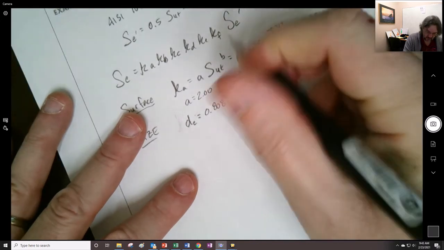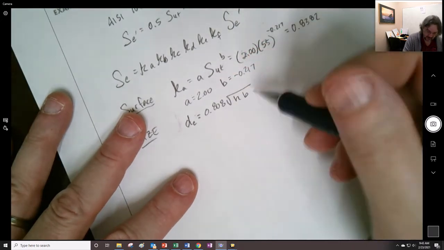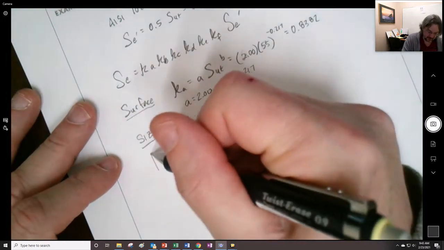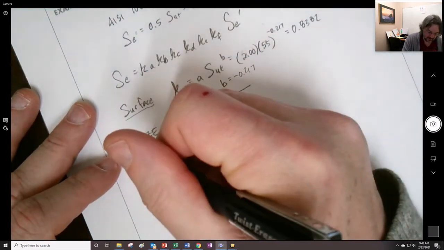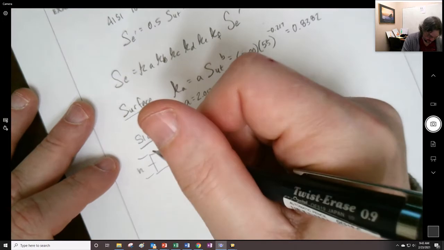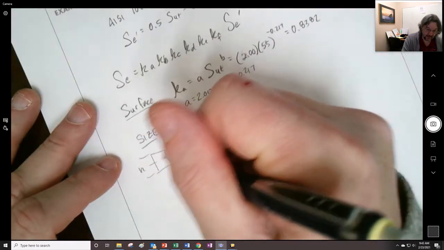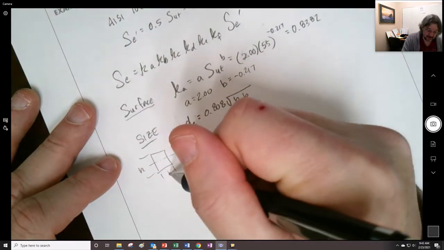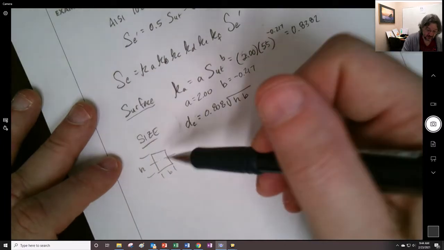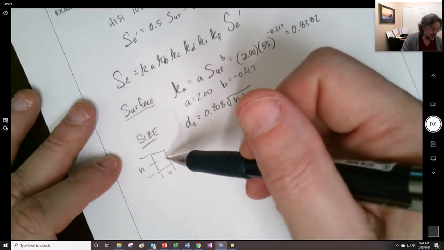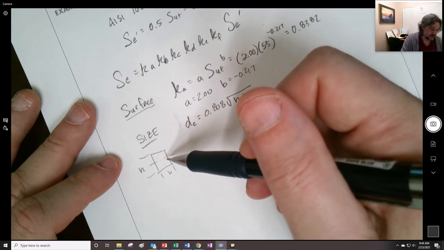0.808 times the square root of h over b. And by that, they mean h over b, where h is the height of the thing, being bent about this axis, and here's the base. So for us, what we're going to say is that the height of this thing is, let me see, I'm going to say it's the right way.